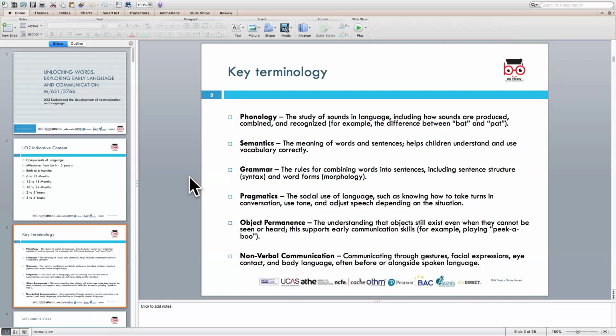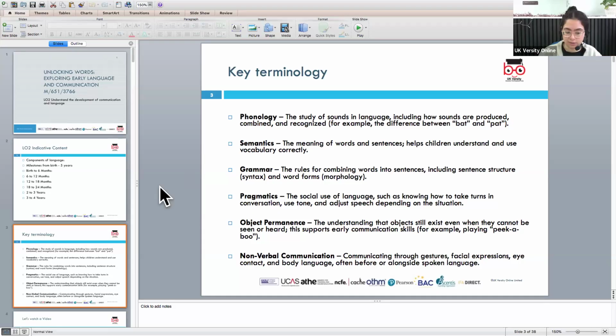Okay. So next is nonverbal communication: communicating through gestures, facial expressions, eye contact, and body language, often before or alongside spoken language. Nonverbal communication is the cues that you use alongside verbal communication. Nonverbal and verbal communication both make up what is known as communication in general.